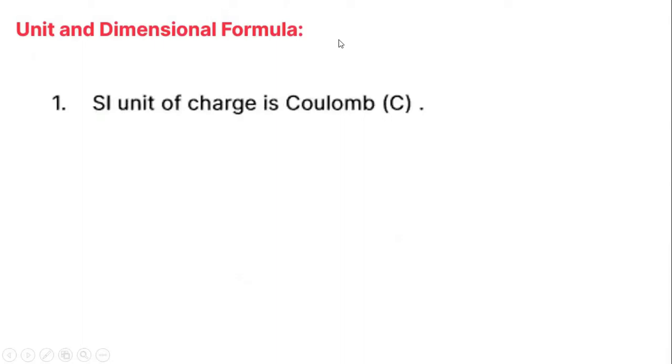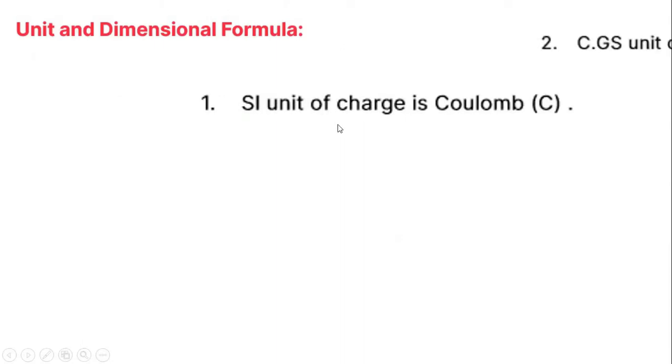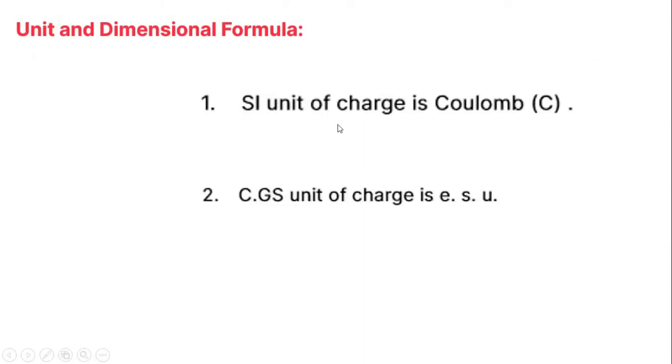Next, let us come to the next article, unit and dimensional formula. The SI unit of charge is Coulomb, which is denoted by the symbol C. The CGS unit of charge is ESU, which is read as electrostatic unit. The dimensional formula of Q is equal to A into T.